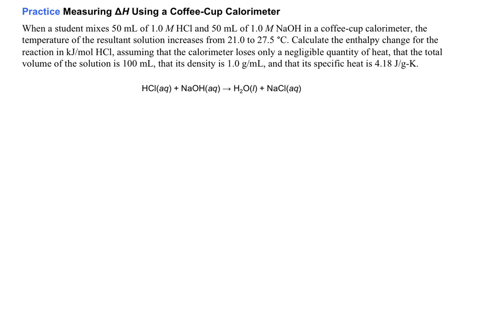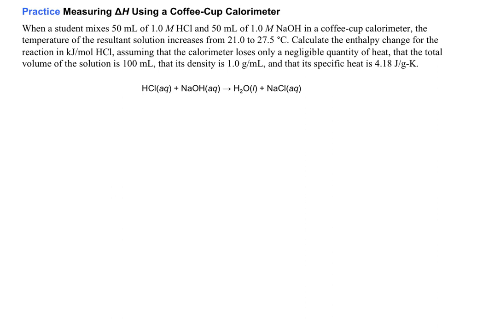So a student's going to mix 50 milliliters of a 1 molar HCl solution with 50 milliliters of a 1 molar sodium hydroxide solution in a coffee cup calorimeter. The temperature goes from 22.1 to 27.5 degrees Celsius. Calculate the enthalpy change for the reaction in kilojoules per mole of hydrochloric acid, HCl, assuming the calorimeter only uses a little bit of heat.